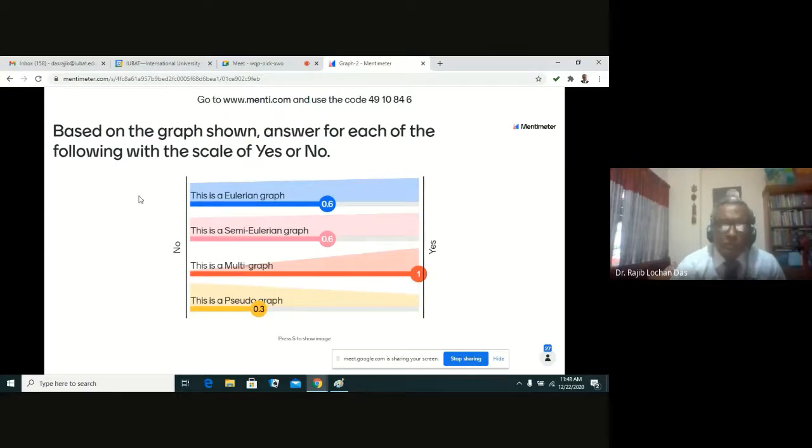So I have got many wrong answers. Multigraph is 1. That means out of 27 people, 25 people said it is 1, and only 1 person said it is no. So almost everyone is correct. But for the other points, you are not correct. You are not very good in understanding. Now it is clear, right?